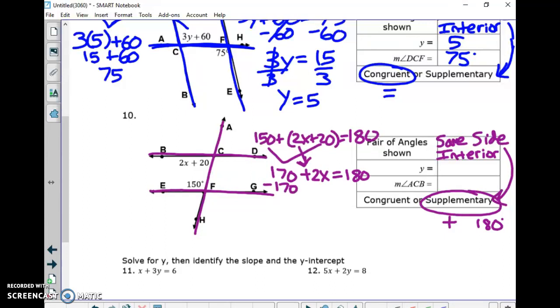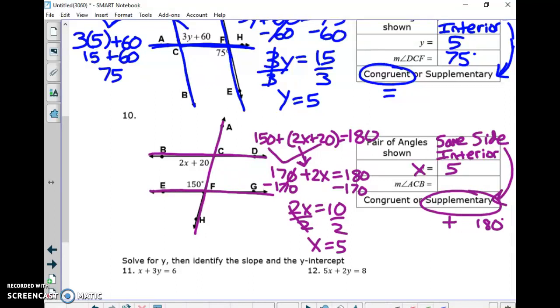And then we get rid of our loner. Minus 170, minus 170. 2x equals 10. And then we got to get rid of that 2. When we divide by 2, x equals 5. Okay, now this should be an x right here. X equals 5. And they want to know what is ACB.